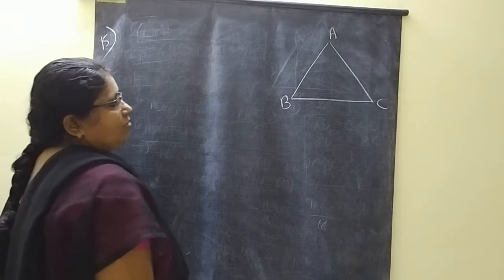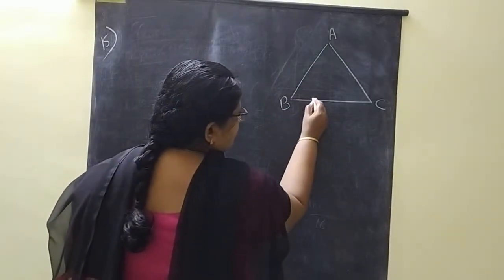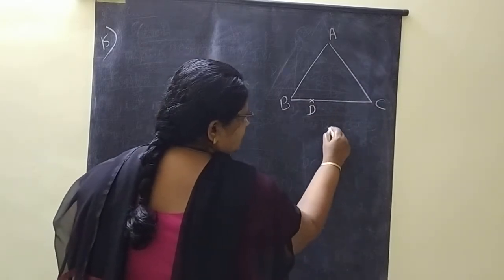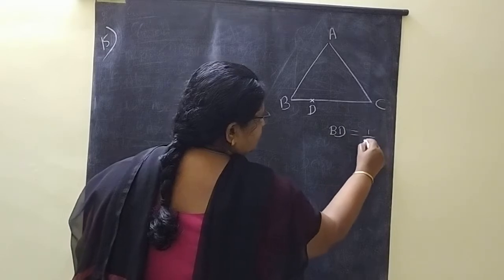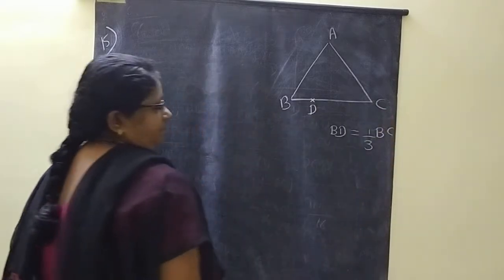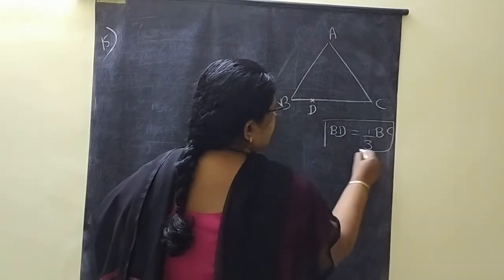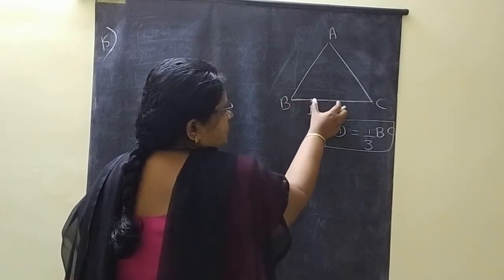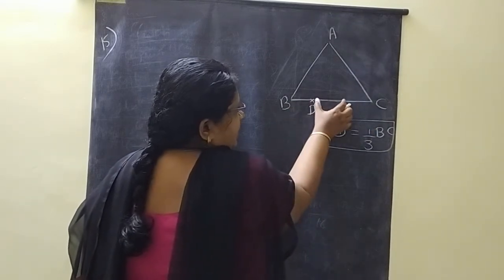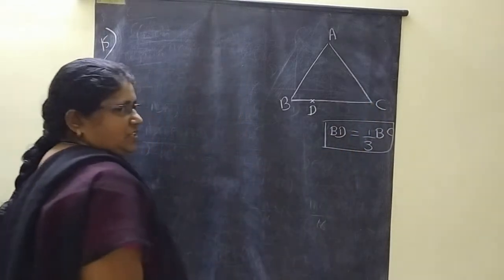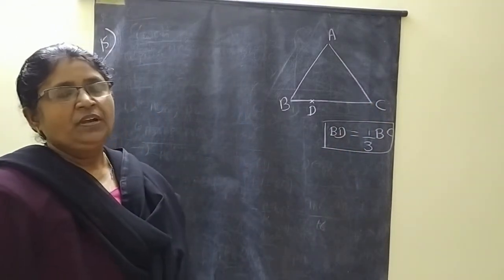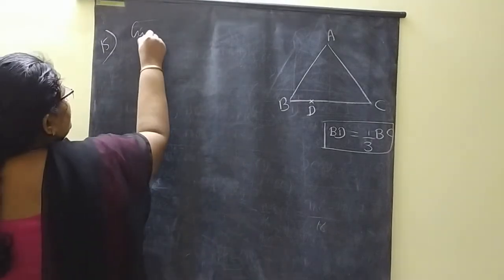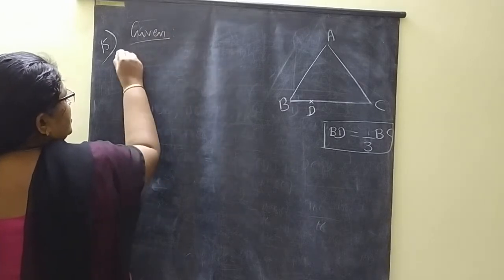So in equilateral triangle ABC, what is given? D is a point on the side BC such that BD is equal to 1 by 3 BC. This is the condition given. BD, this much length is 1 by 3 BC means this. 3 times we can keep like this, then we will get BC. That is the meaning. BD is equal to 1 by 3 BC. Question is, prove that. So given, you have to write by reading the question.